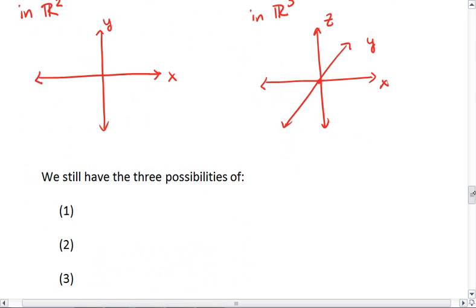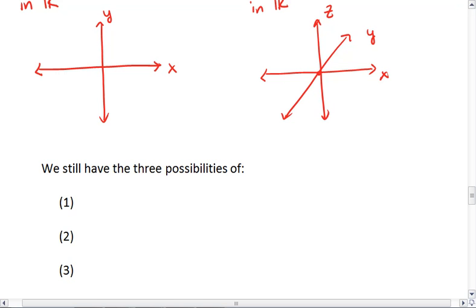Notice though, if we're solving in R3, we still have the 3 possibilities of either no solution, one solution, or infinitely many solutions.